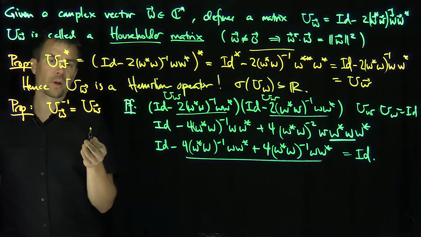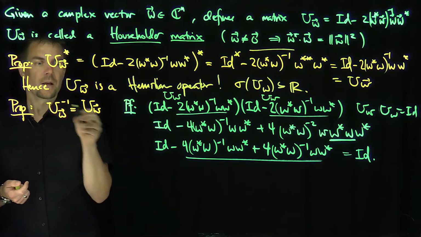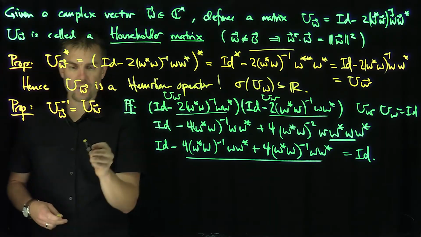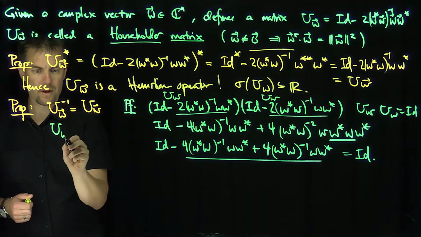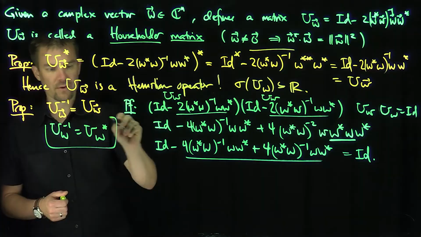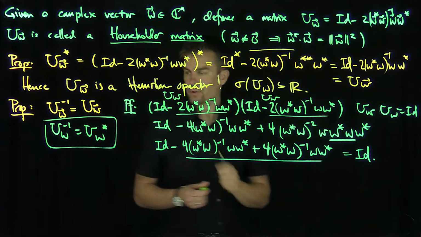And of course, from this, what can we conclude? We can conclude, therefore, that since UW is UW star, we can say that UW inverse is equal to UW star, right? So we have this property over here of these householder transformations.